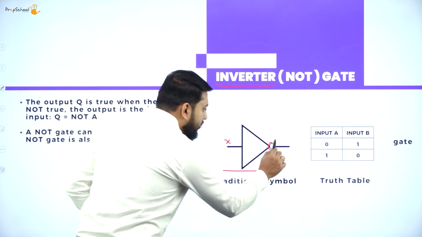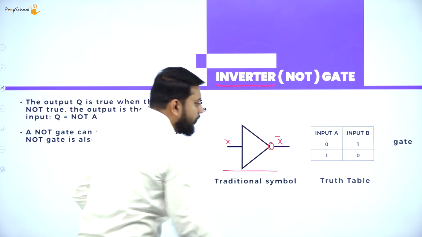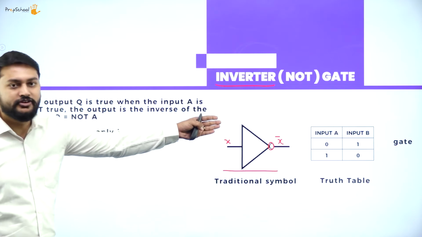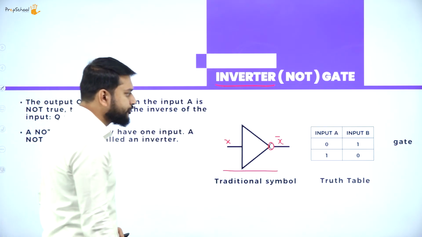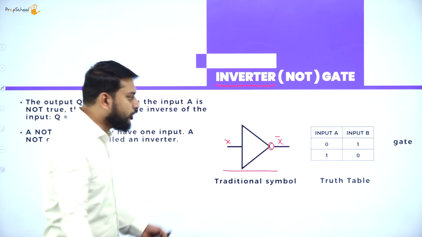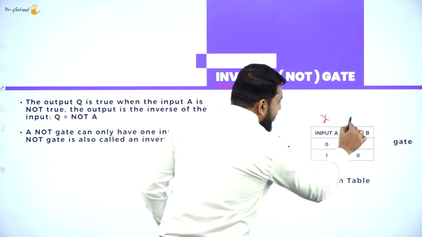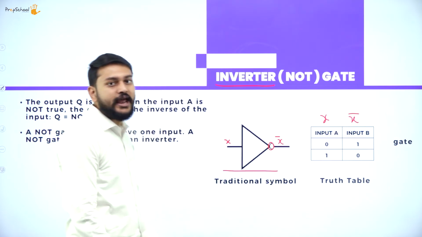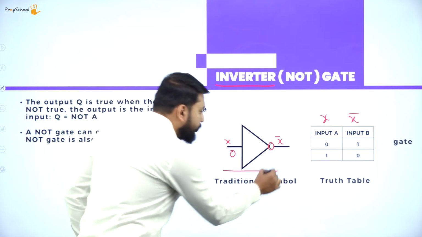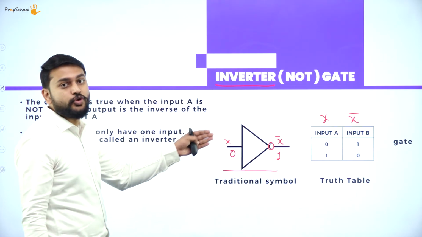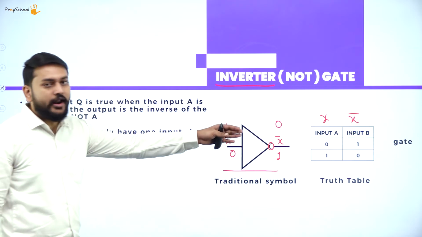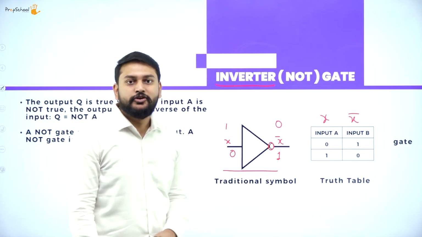If I pass one input, the output of this input will be the complement of the input. All right, so this is how we have written the truth table also. Here I have input A and input B. I can also write it as X and X dash. If I pass 0 as an input, my output will be 1. If I pass 1 as an input, my output will be 0. That's what I have represented with the help of the truth table.